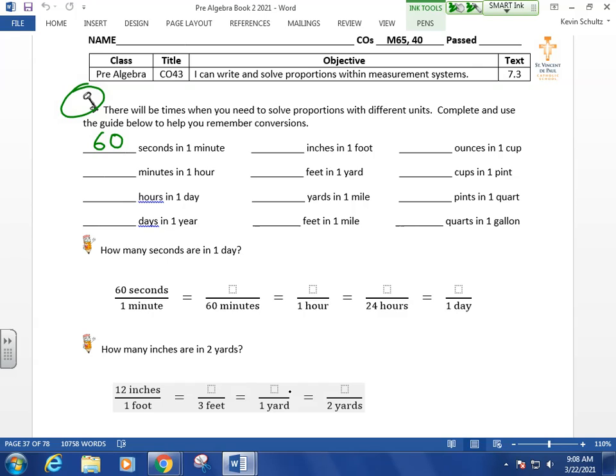Okay. How many minutes in an hour? 60 seconds in a minute. How many minutes in an hour? 60 minutes in 1 hour. How many hours in a day? 24. Check off your square. Job well done. And how many days in a year?